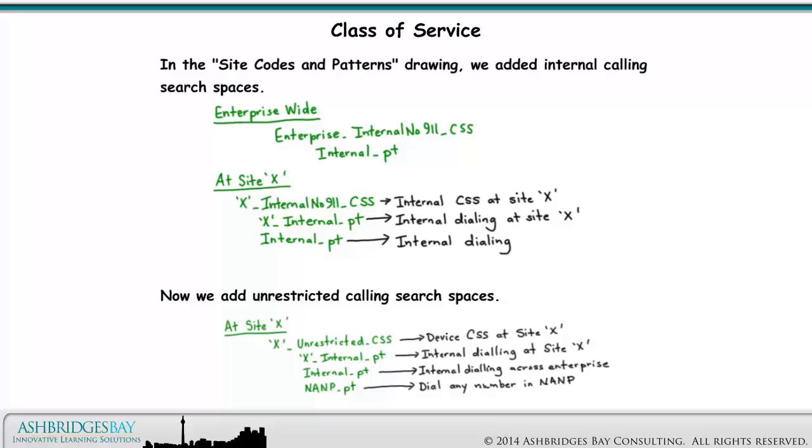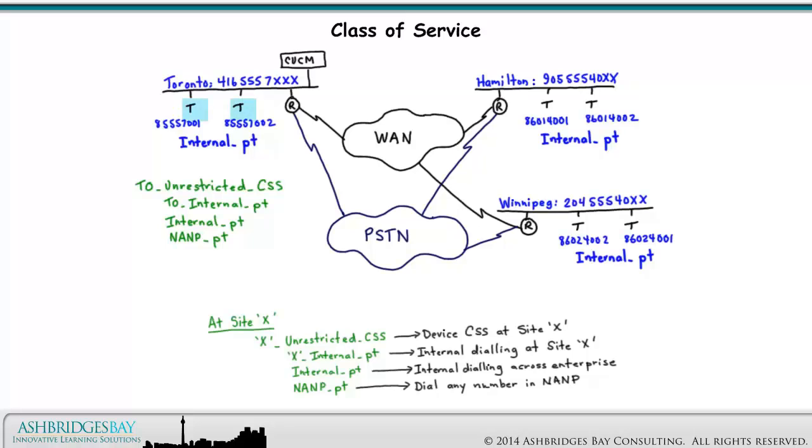In the Site Codes and Patterns drawing, we added internal calling search spaces. We added enterprise-wide and site-specific partitions and internal calling search spaces. Now we add unrestricted calling search spaces. Phones at the Toronto site will be configured with the Toronto 55 unrestricted CSS containing the Toronto 55 internal partition, the internal partition, and the NANP partition.